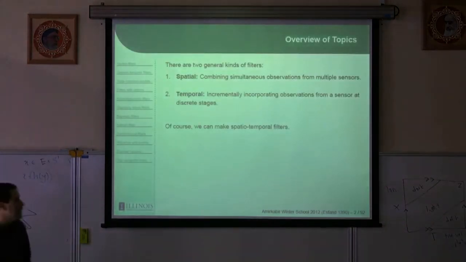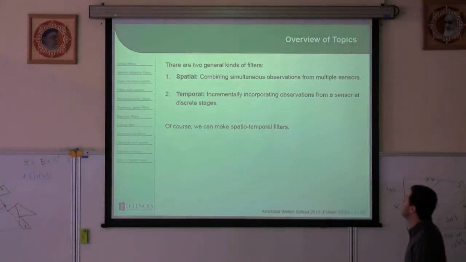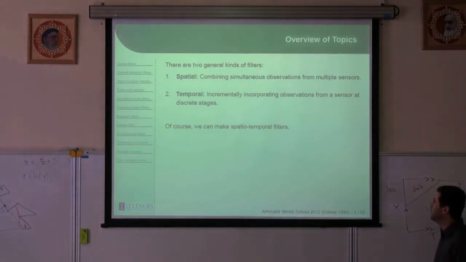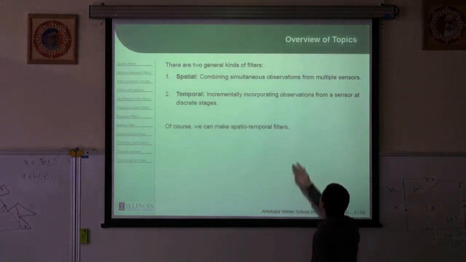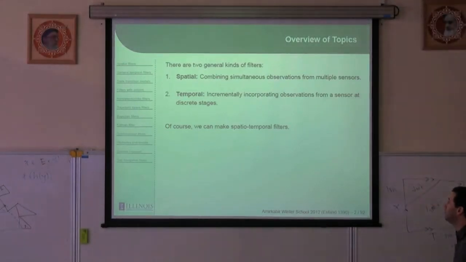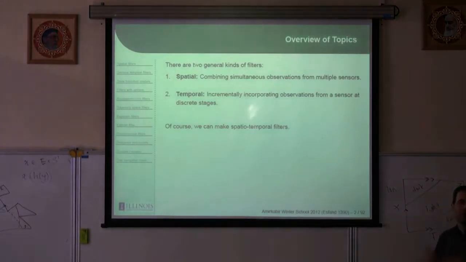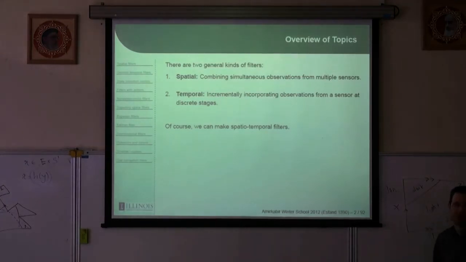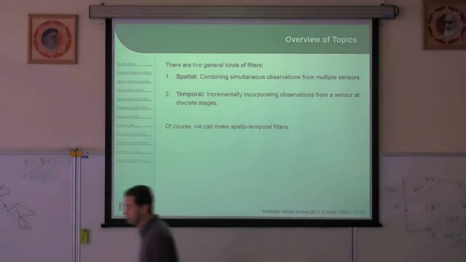There's two kinds of topics here based on what I just said. There's spatial filtering, which means that we're getting observations from multiple sensors that are just placed around in the environment, let's say, and we need to combine that somehow. Versus temporal, which really starts to get more complicated, but is more relevant in many ways. And that is when we incorporate information from a sensor at discrete stages. Like we get a new observation and we have to update our information. We get another observation, we have to update our information. The first one, everything just happens simultaneously. I got a bunch of observations at once, and I need to do something about it. And as I said, you can combine these together so you can make spatio-temporal sensors if you like. That's perfectly fine.